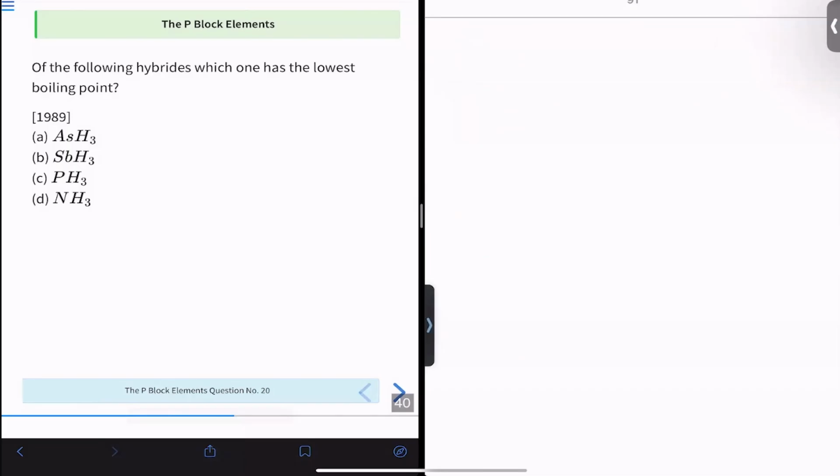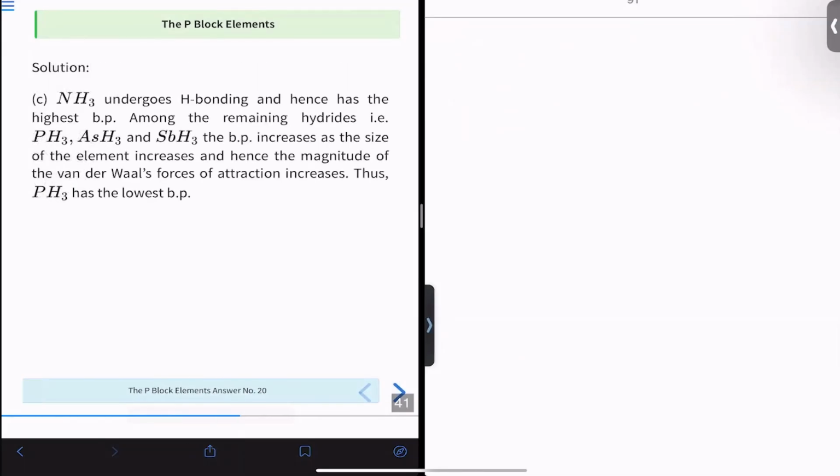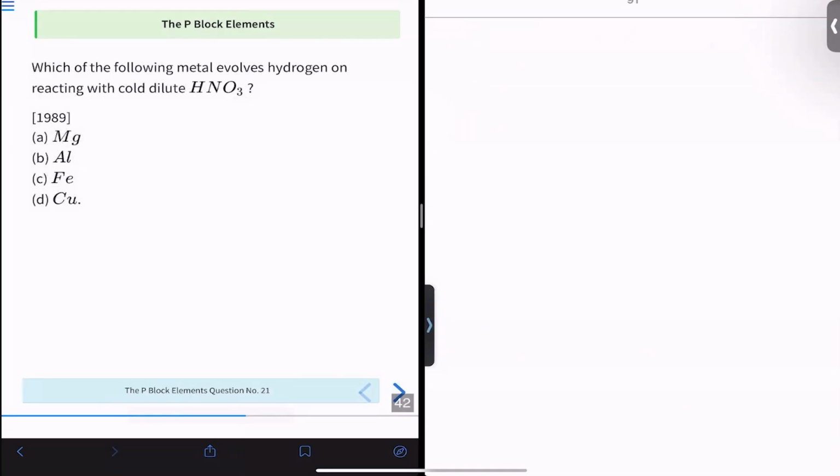Okay, guys. So with this, I'm moving on to the next question. Question number 21 says, which one of the following metals evolves hydrogen on reacting with cold nitric acid? So this is again a theoretical question.